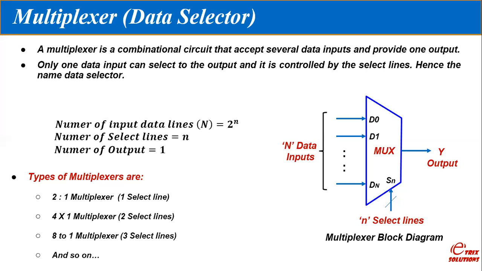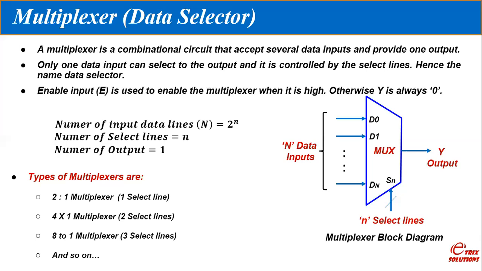Apart from these inputs and outputs, there is one more input in the multiplexer, and it is the enable input. Enable input is used to enable the multiplexer. When it is high, the multiplexer will be on and it operates according to the select line. And when the enable signal is 0, then the output of the multiplexer is always 0. So this is all about the introduction and the general architecture of the multiplexer.